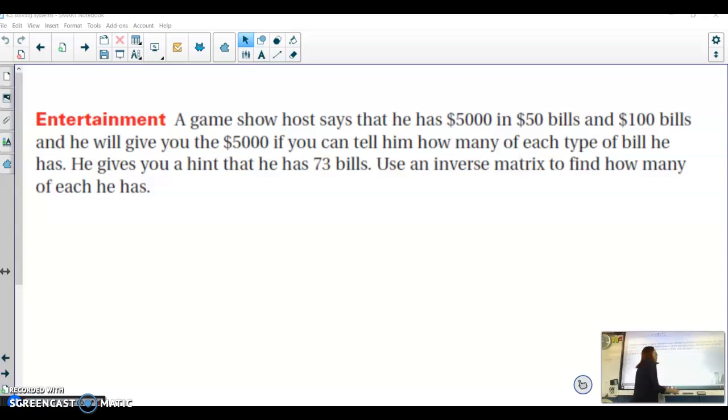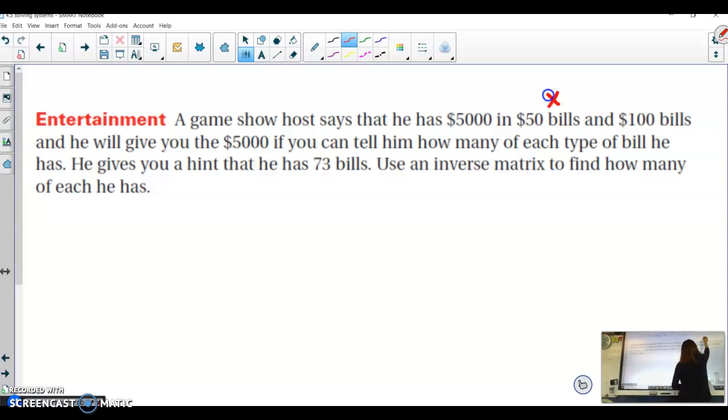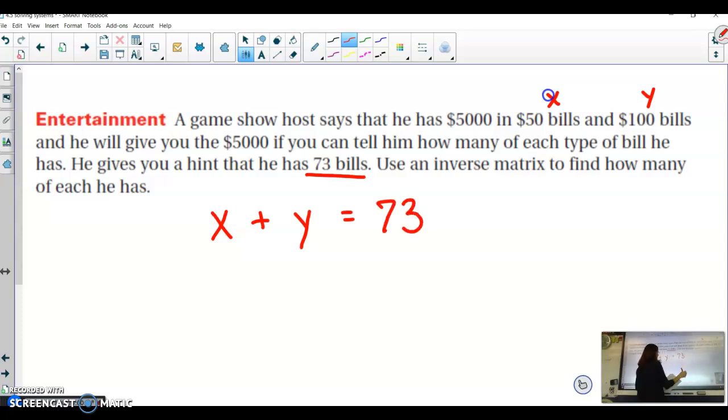So first thing, we know that we have two different variables: the number of 50s and the number of 100s. So I am going to let x be the number of 50s and y be the number of 100s. First of all, I know that there are literally 73 bills. So if I take the number of 50s and the number of 100s, that would equal 73.